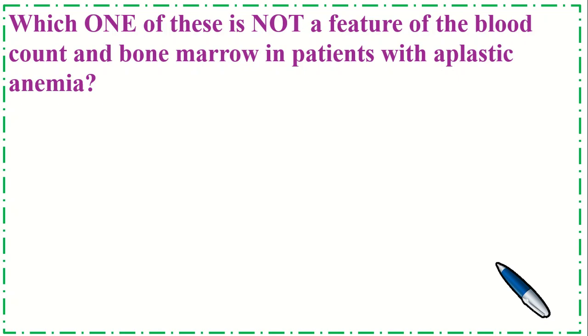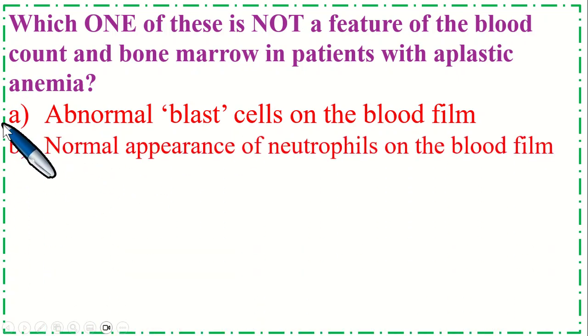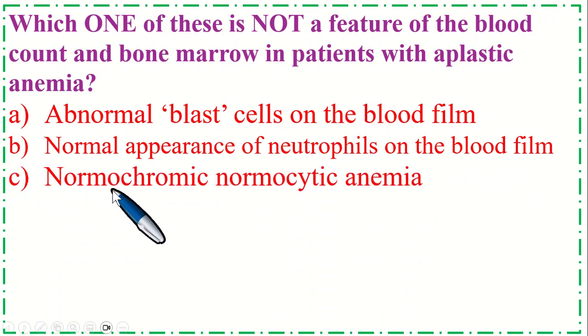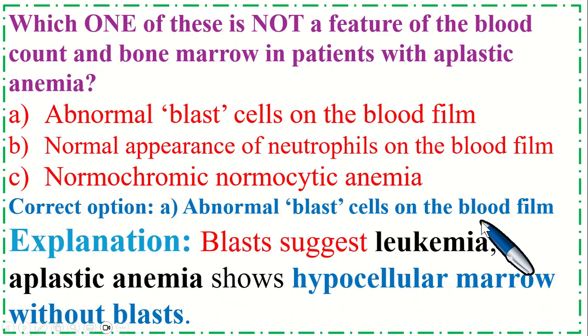Dear students, this is very important MCQs. Which one of these is not a feature of blood count and bone marrow in a patient with aplastic anemia? Option A, abnormal blast cells on the blood film. B, normal appearance of neutrophils on the blood film. C, normochromic normocytic anemia. So the correct option is A, abnormal blast cells on the blood film. Explanation is blasts suggest leukemia. Aplastic anemia shows hypocellular marrow without blasts.